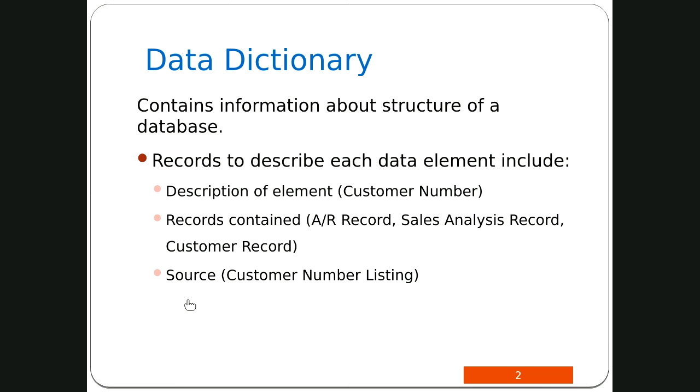The source of the data element, for example, the customer number comes from the customer number listing, right? Your student ID number comes from the admissions office. When you're admitted into the university, when you are accepted as a student, you're assigned a student ID number. So that's the source of your student ID number. Whenever a customer joins, there is a customer number listing, and that's where the customer number starts. Every customer is assigned a customer number.